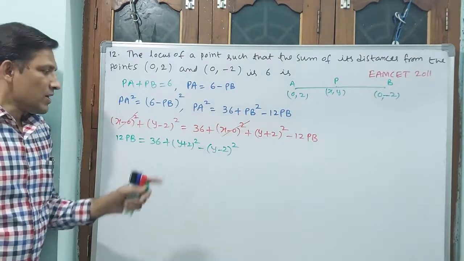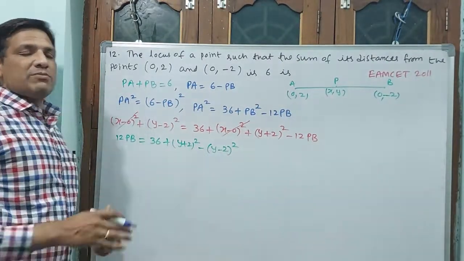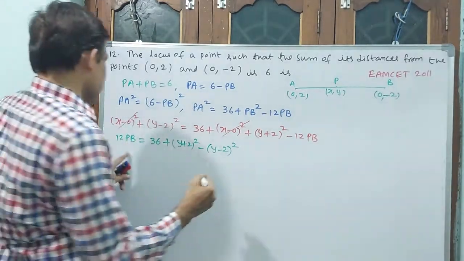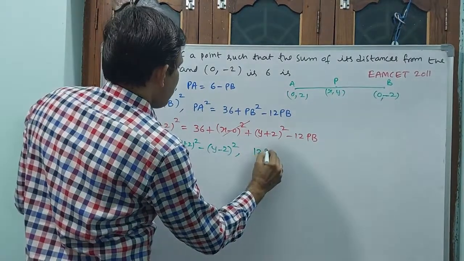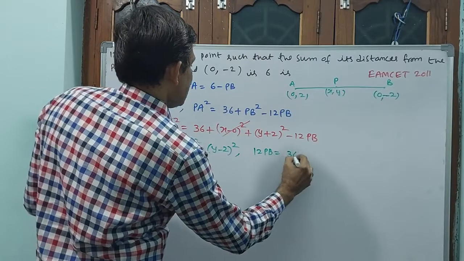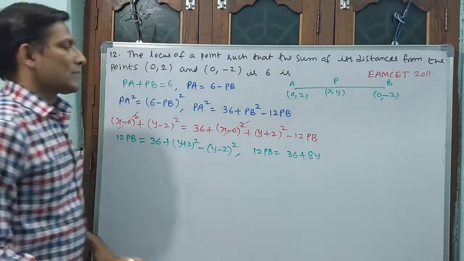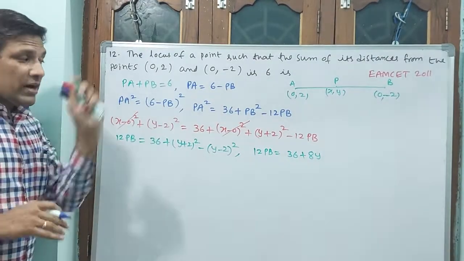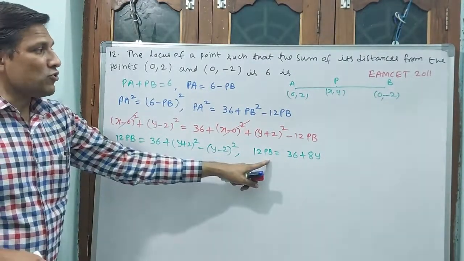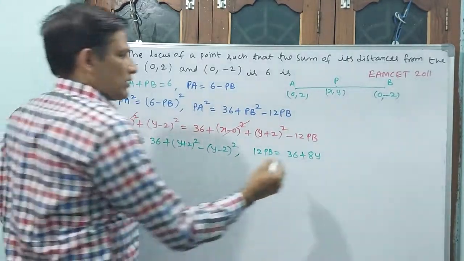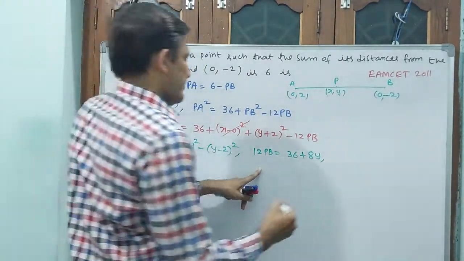Now, see, we know a plus b whole square minus a minus b whole square is equal to 4ab. 4 into 2 into Y, 8Y, that's all. Write down again: 12 PB is equal to 36 plus 8Y. Is it okay? Now, you square on both sides. Why? Because PB square, it is going to become PB square, you can write directly. That logic you have to apply. See, squaring on both sides I am doing.